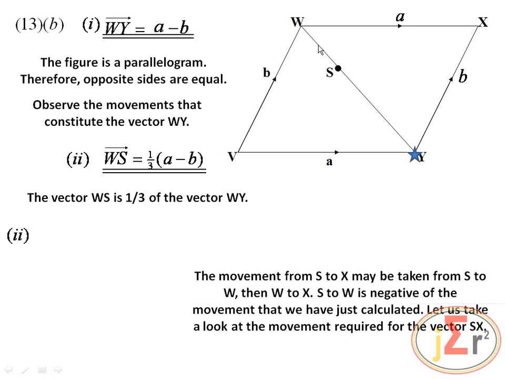Therefore, to move from here to there, we have negative 1/3 of (A minus B). Then we have all of A. So SX is equal to negative 1/3 (A minus B) plus A. Now, if you cannot manipulate your fractions, you will not see how quickly we can arrive at our answer. We have negative 1/3 A. Negative with negative is positive, so we have positive 1/3 B. So negative 1/3 A, positive 1/3 B, and we have A here.